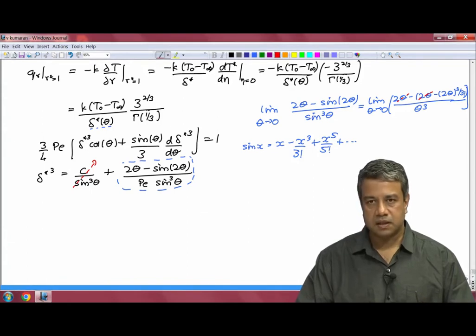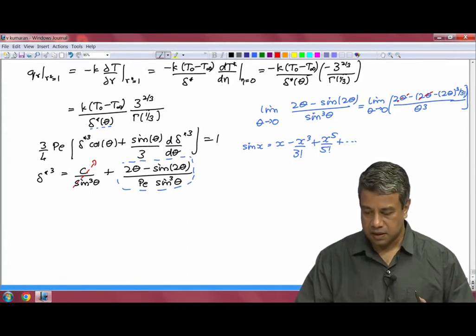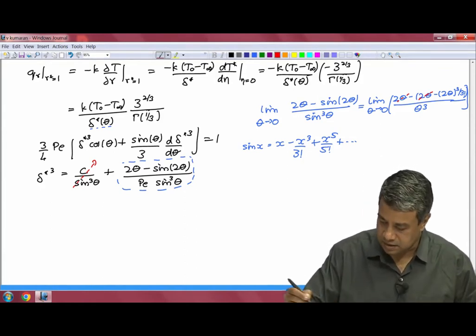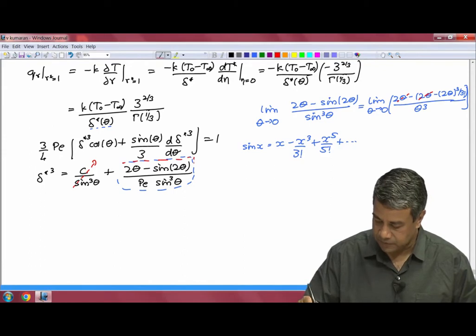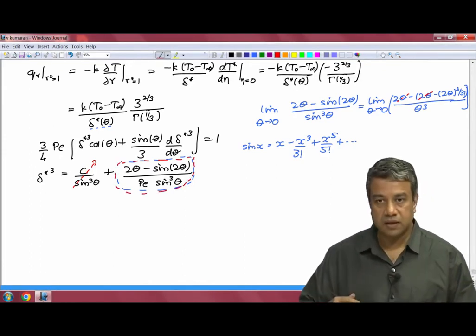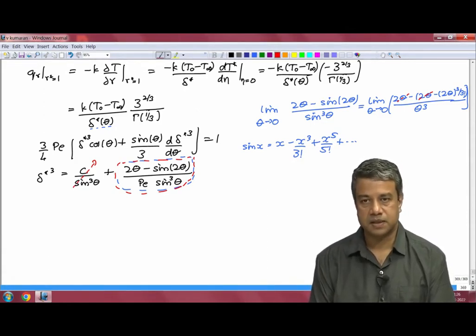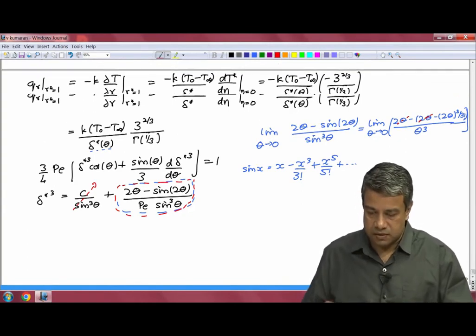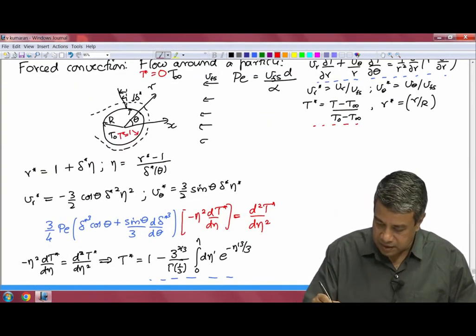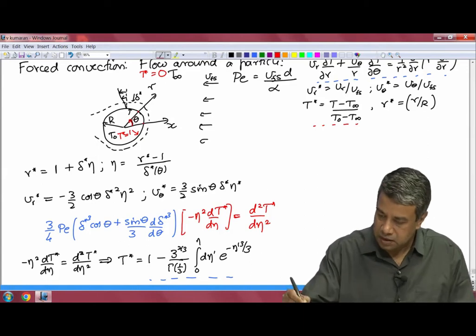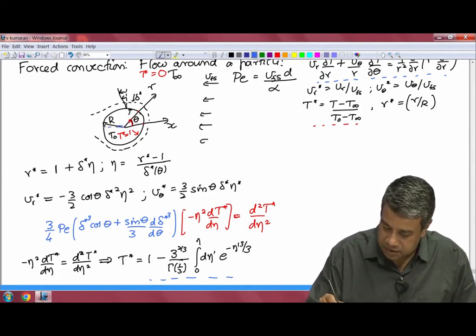Now, what happens at the downstream stagnation point? In this case, if I just neglect this term here and include the second term, in the numerator sine 2 theta goes to 0, but at the downstream stagnation point, which corresponds to theta equal to pi. The upstream stagnation point was at theta equal to 0, because I was calculating the angle from the upstream stagnation point. So, the downstream stagnation point will be at theta equal to pi.